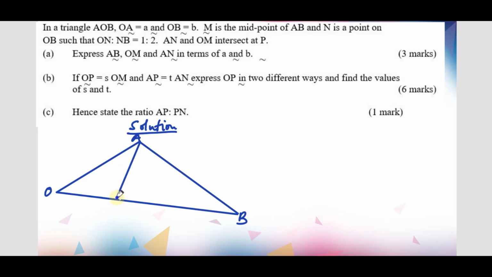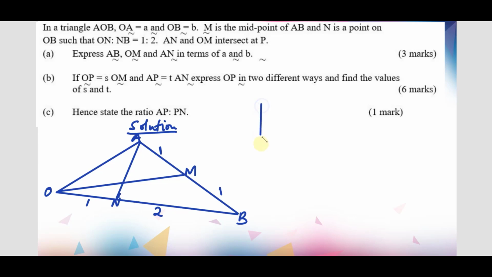So we can call this point N, and we can give this ratio 1:2. Then there is another point. You were told that M is the midpoint of AB. So for that one, you can put it that way, so that we have this one being our M. And since this one is the midpoint, this will be 1:1.